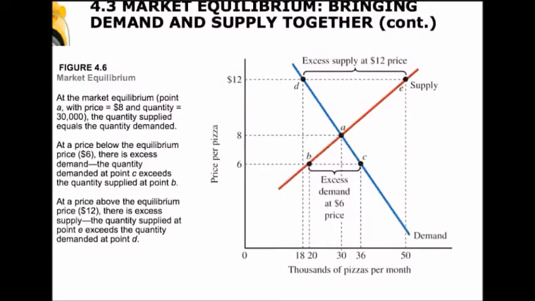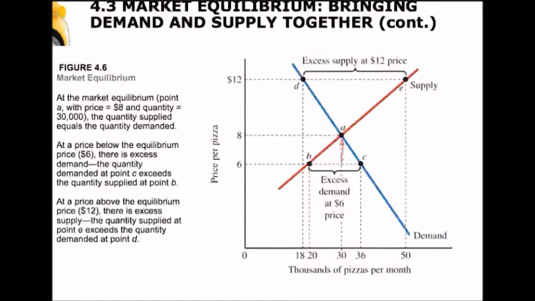Anytime there's an excess demand, we would expect to see prices rise. And so prices are going to go up until we get to where there is no excess demand anymore, and that's at this point A, where the quantity supplied equals the quantity demanded. That's true at a price of $8.